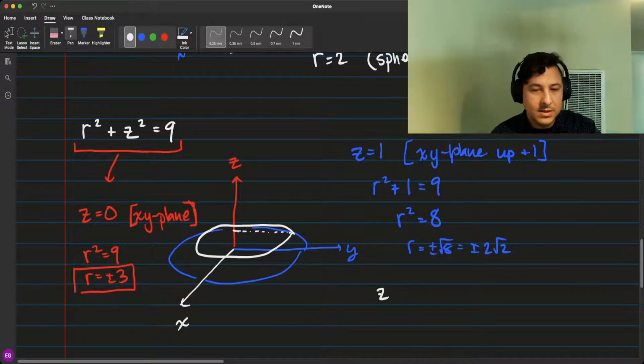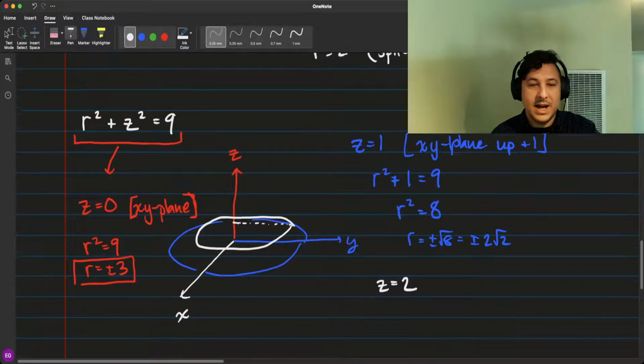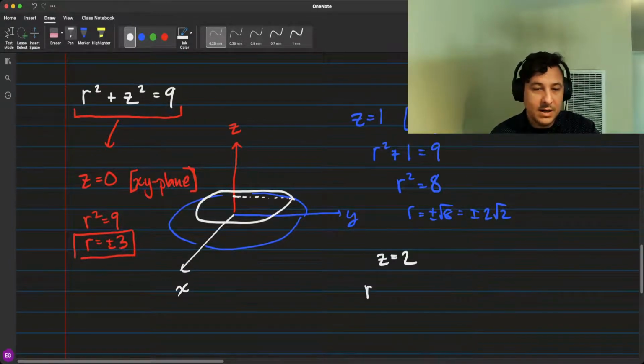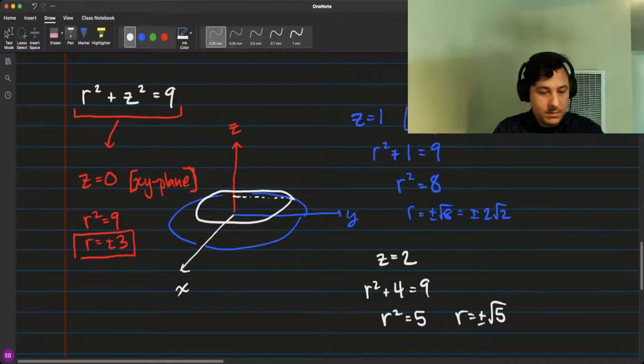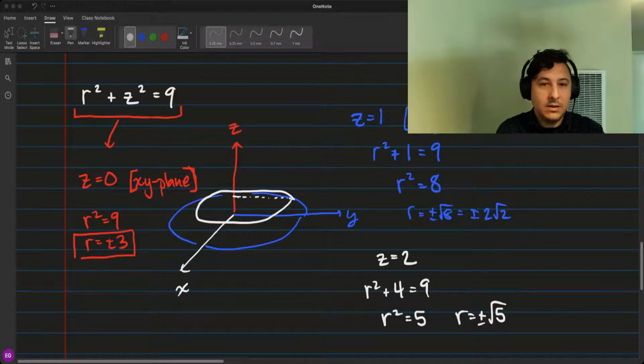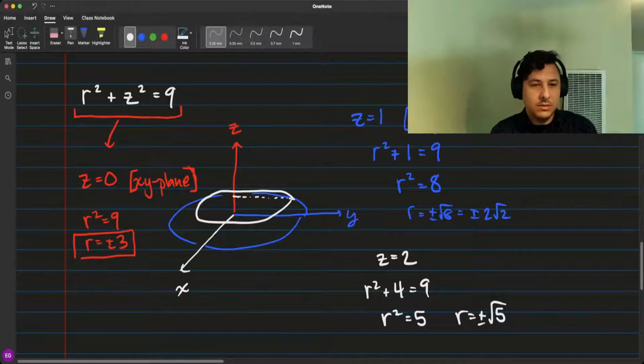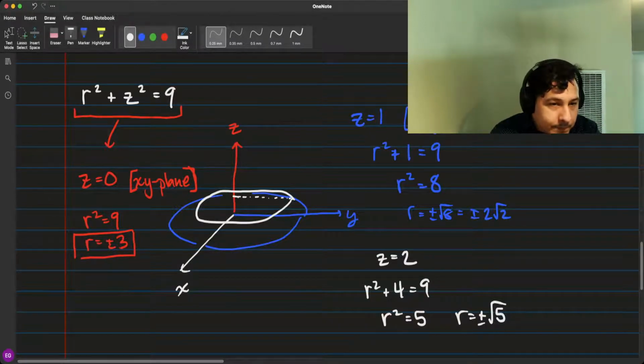Let's go up to z equals 2. So that's just higher up. Now you're going to get r squared plus 2 squared, which is 4, equals 9. So r squared equals 5, and you get r equals plus or minus root 5. What is root 5 approximately? Square root of 5 is 2.2. So you get a smaller circle.